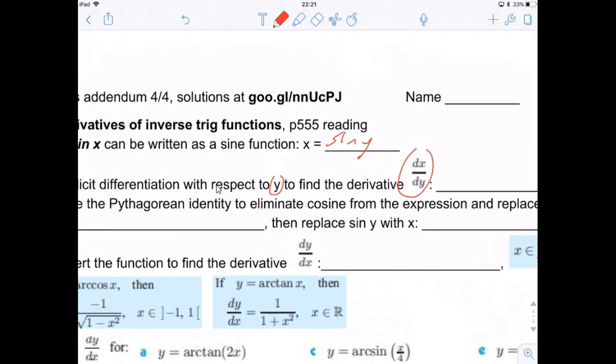So if I take the implicit derivative of both sides, on the left side I'm taking it with respect to y, so the derivative of x with respect to y is dx/dy. And on the right side, the derivative of sine y with respect to y is going to be cosine y. Right? And we don't have to do the chain rule because we're doing it with respect to y. Okay, so we're going to put here that dx/dy is equal to cosine y.